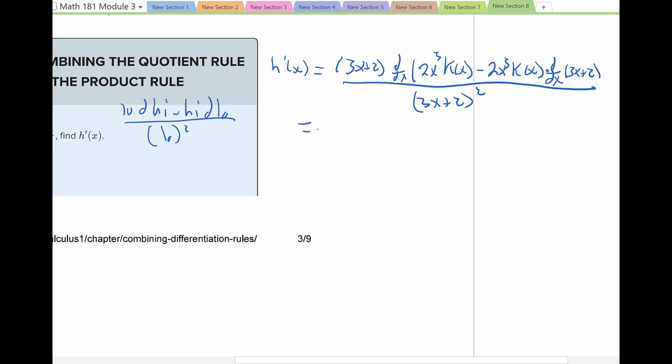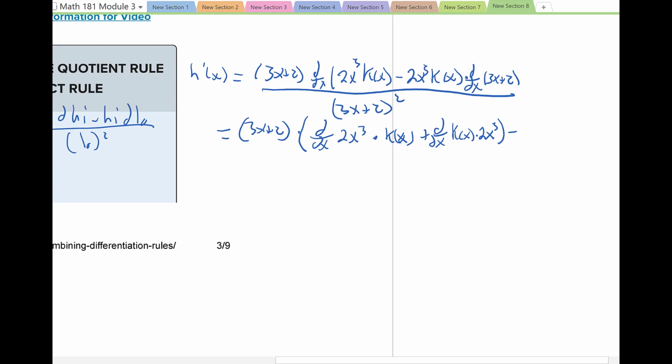So let's do a little bit of algebra here. We have a 3x plus 2 times, and some calculus. So this derivative of the product, now I'm going to bring this inside. I'm looking at the derivative with respect to x of 2x cubed times the k of x plus the derivative with respect to x of k of x times 2x cubed minus, I have a 2x cubed k of x times, and the derivative of 3x plus 2 is just 3.